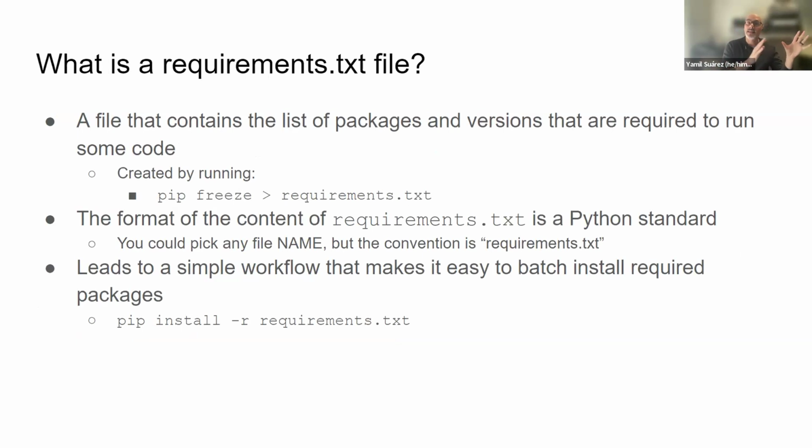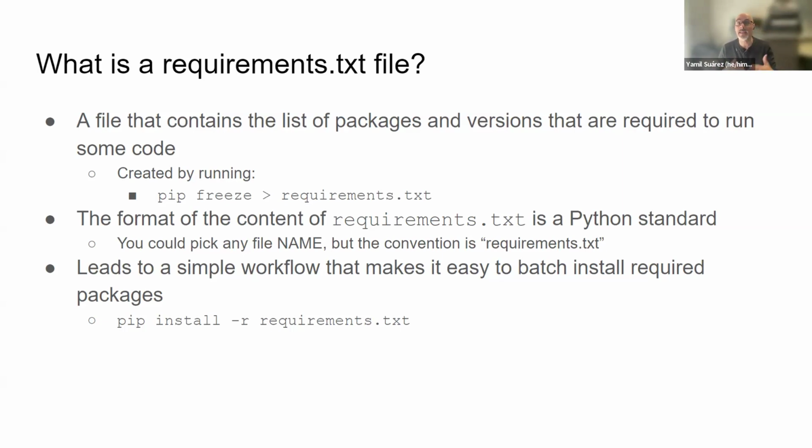Now, the sister concept we wanted to cover in our presentation is the requirements.txt file. This is a file that contains a list of packages and versions that are required to run some code. And here's the command to create it. It is created from the output of the pip freeze subcommand. The format of the content inside requirements.txt is a Python standard, which is usually the name of a package and an equal sign with a version number, or even just the package name.